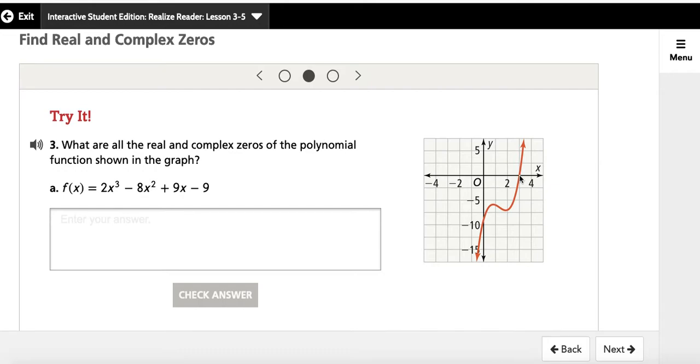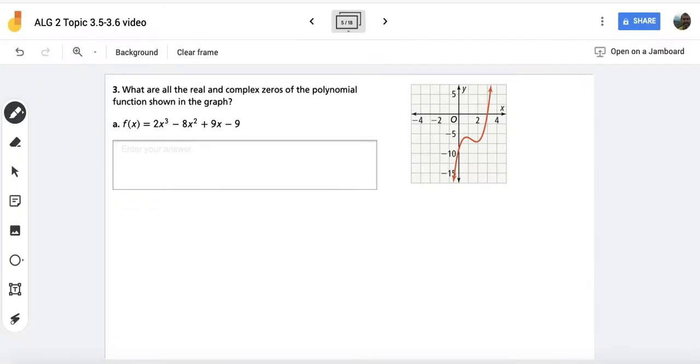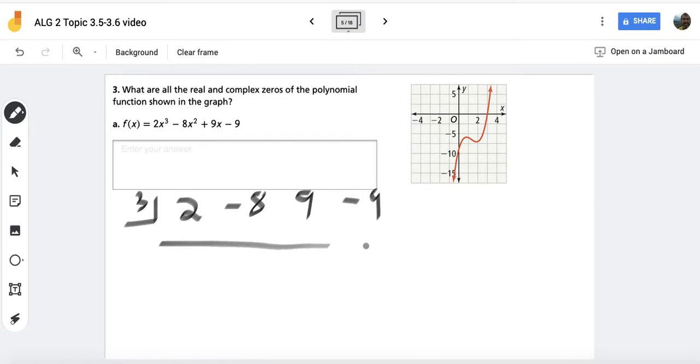I'm going to plug 3 into synthetic substitution and reduce this and see what I get. So let's see right here. I'll plug in a 3, and hopefully it comes out to 0 as a root. I have 2x cubed minus 8x squared plus 9x minus 9. So it's the synthetic division.